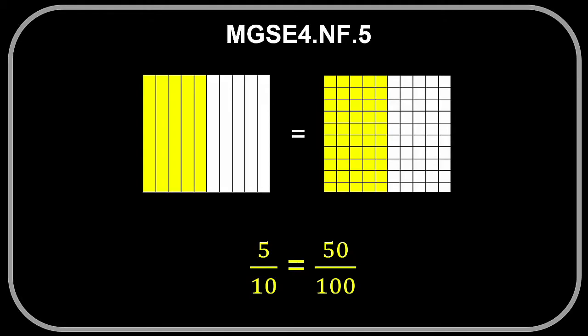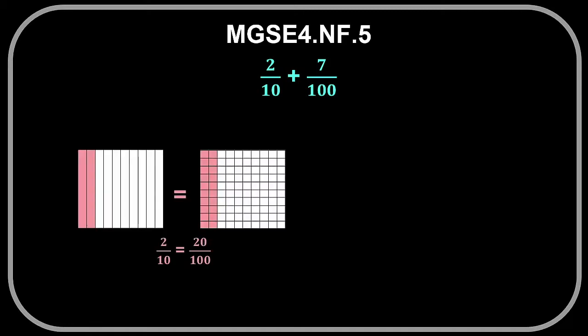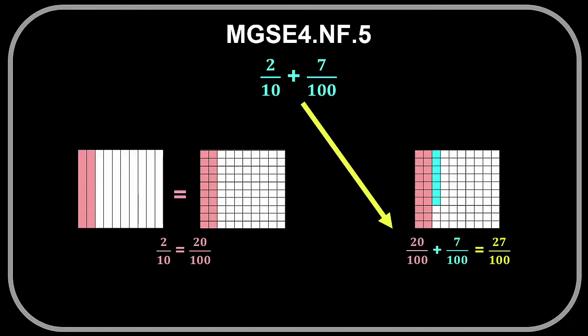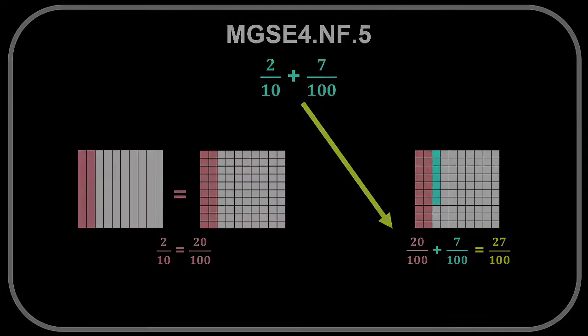Students need ample experiences working with visual models instead of algorithms in order to develop understanding for future work with decimal numbers. Standard 4.NF.5 also requires students to add two fractions with respective denominators of 10 and 100. Consider the problem 2/10ths plus 7/100ths. Using their knowledge and understanding of equivalent fractions, students determine that 2/10ths equals 20/100ths. Thus, we can rename 2/10ths plus 7/100ths as 20/100ths plus 7/100ths. The model represents 20/100ths and 7/100ths for a total of 27/100ths.